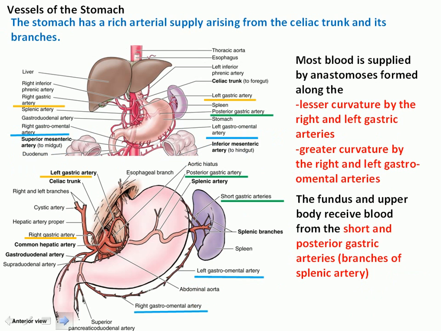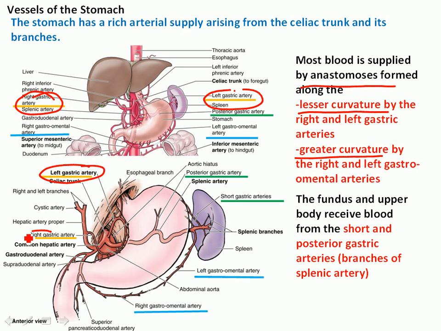Now let's talk about vessels of the stomach. The stomach has a rich arterial supply arising from the celiac trunk and its branches, which you of course should remember very well. Most blood is supplied by anastomoses formed along the lesser and greater curvatures. Along the lesser curvature, the right and left gastric arteries form an anastomosis and supply the lesser curvature. The greater curvature is supplied by the left and right gastroomental, also known as gastroepiploic, arteries.